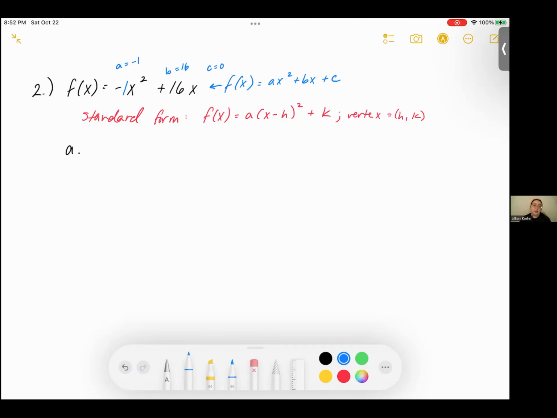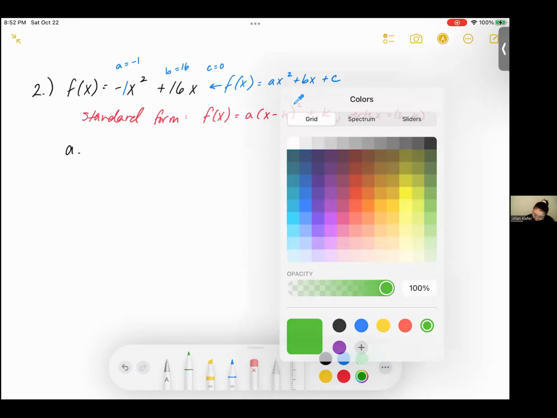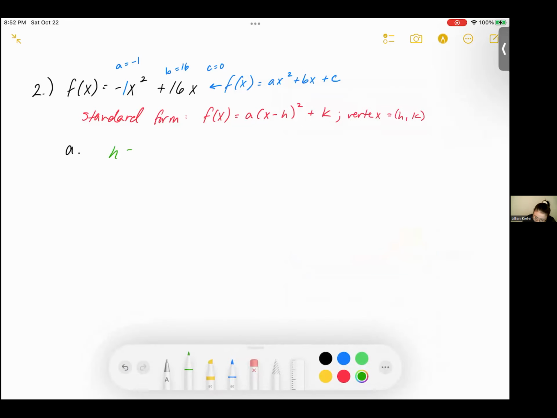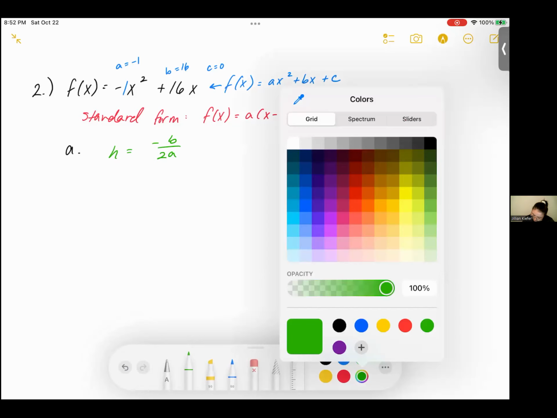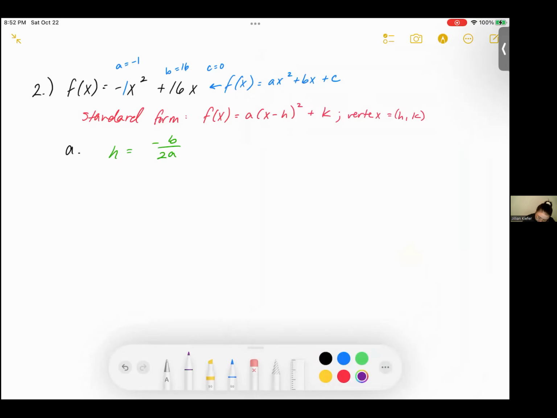So we know the values of a, b, and c, and we need to relate this to the values of h and k. a is the same value, so we don't need to do anything with the a value. But we do need to find h and k. We have that h is equal to negative b over 2a, and k is c minus b squared over 4a. So we can plug in our values of a, b, and c into the equations of h and k.